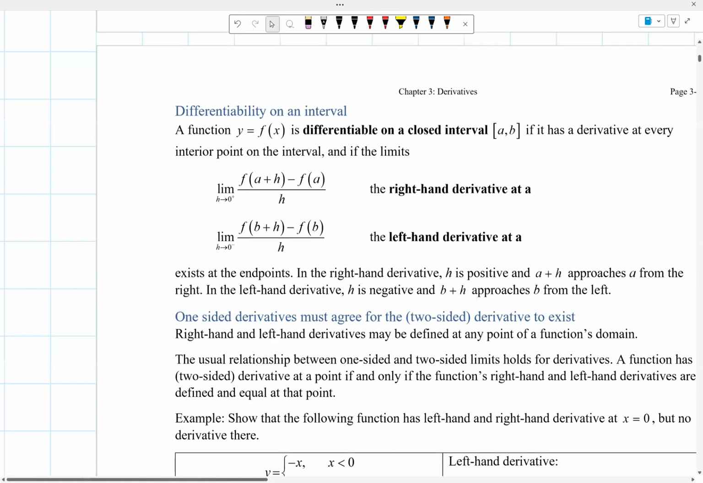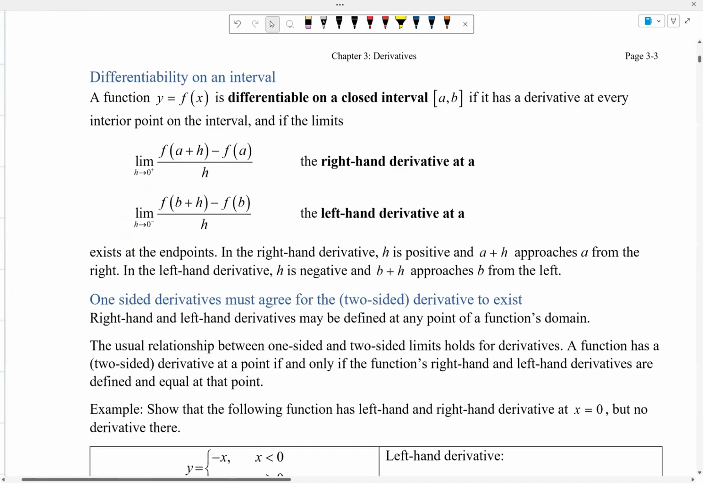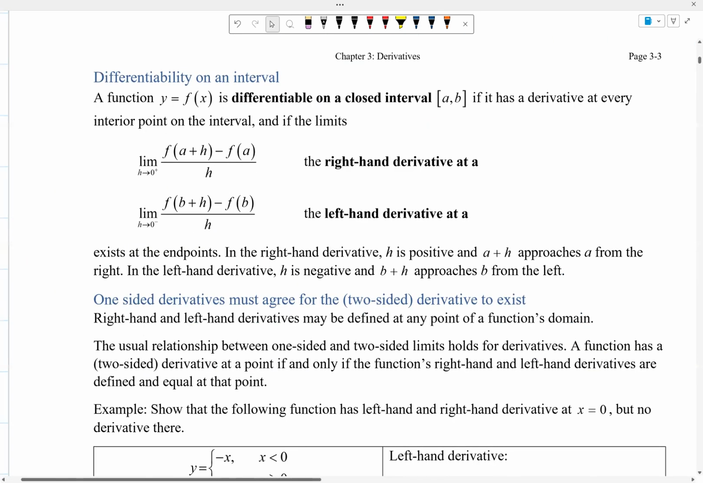When we say a function is differentiable on a closed interval, it means that no matter what point I choose on the interval from A to B, the derivative exists. What do you mean the derivative exists? Well, remember, the derivative is based on the idea of a limit. Do all limits exist? No. So do all derivatives exist? No.